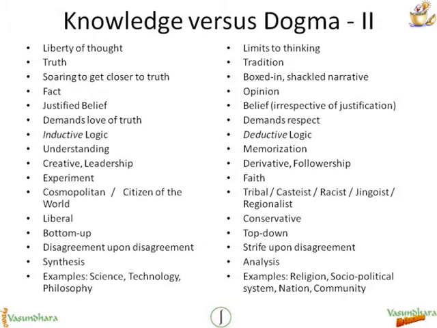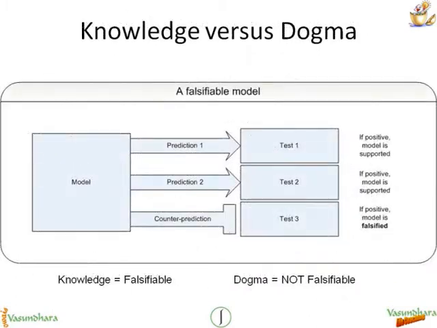But each of those points on slide 1 and slide 2, we'll try and address through a slide of its own, through examples, through pictures, so that we are able to understand this better. So, moving on to specific points now. The first and the most important difference between knowledge and dogma is that knowledge always is falsifiable and dogma is not.